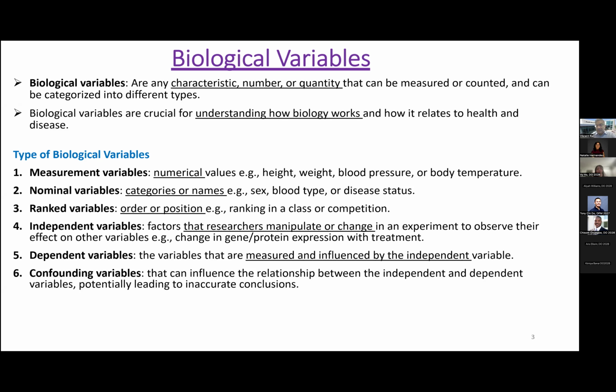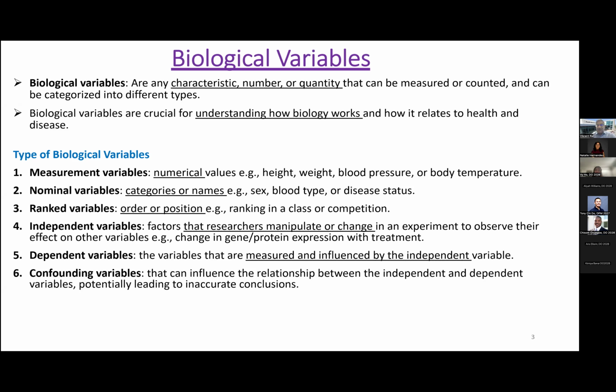They may be either measurement variables, which are numerical values like height, weight, number, blood pressure, BMI, or nominal variables like categories or names. Then ranked variables, it may be the position or order of the patient or any of the variable which we are using. Then independent variables are those which we use to do something like monitor or manipulate or change.